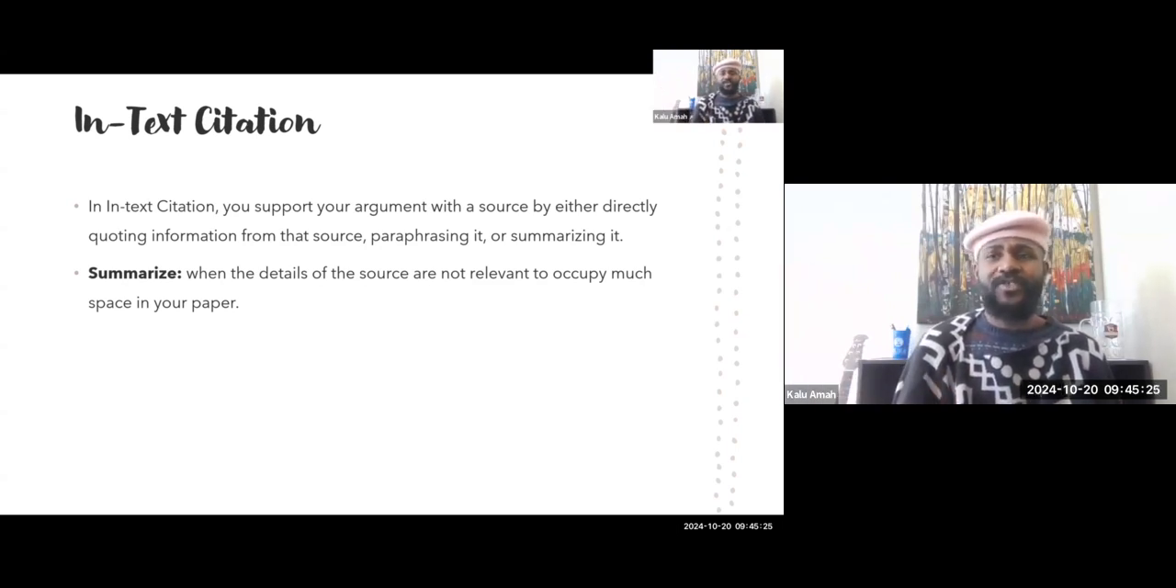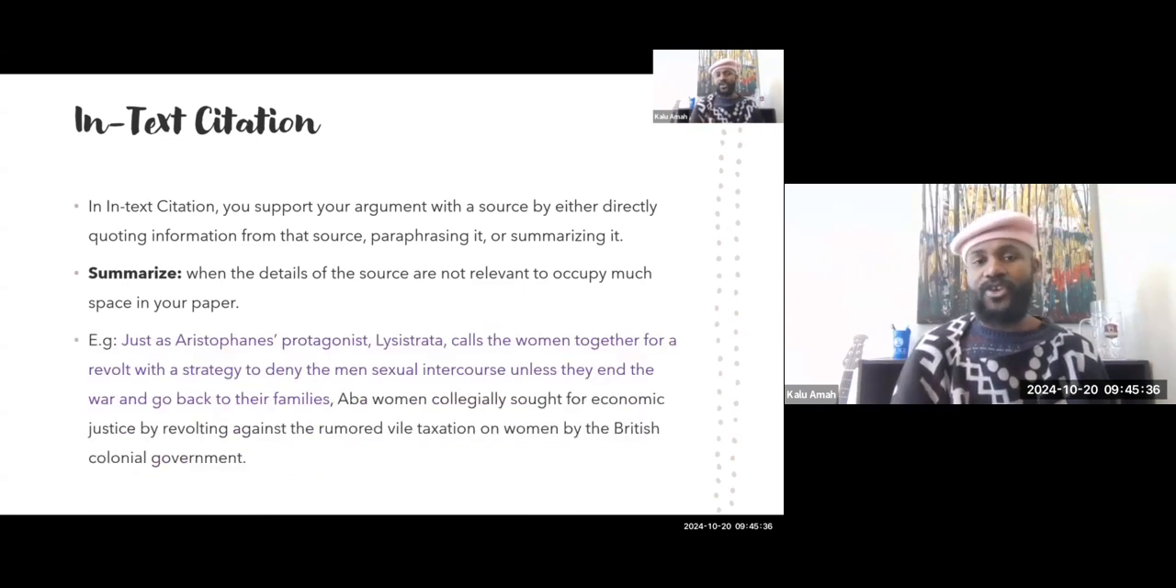But because you've thought that giving details will not really be relevant in your work, it's not like the information is not relevant, but the details are not relevant. You just go ahead and summarize. I have an example here.